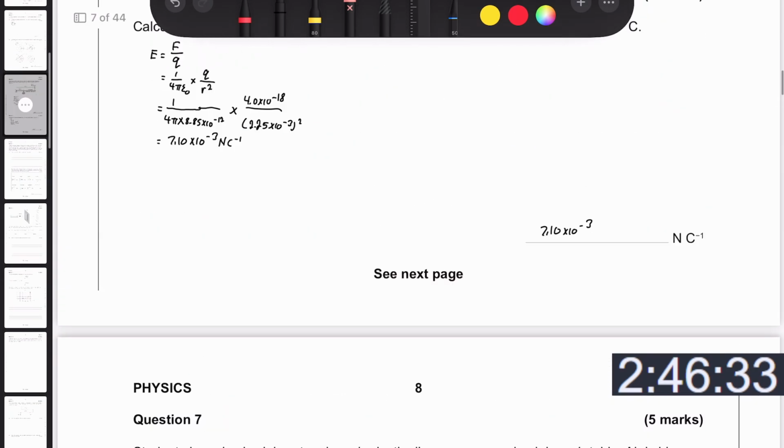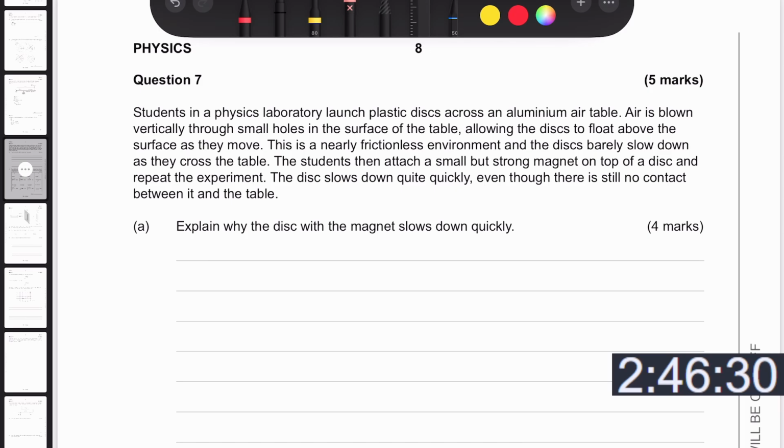Where was I? Here. Students in a physics laboratory launch plastic discs across an aluminum air table. Air is blown vertically through small holes in the surface of the table, allowing the disc to float above the surface. This is a nearly frictionless environment, and the discs barely slow down as they cross the table. The students then attach a small but strong magnet on top of a disc and repeat the experiment. The disc slows down quite quickly, even though there is still no contact between it and the table. Explain why the disc with the magnet slows down quickly.